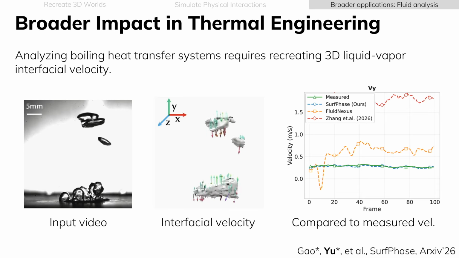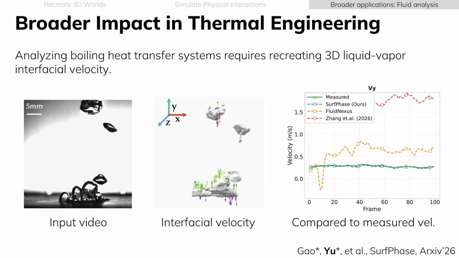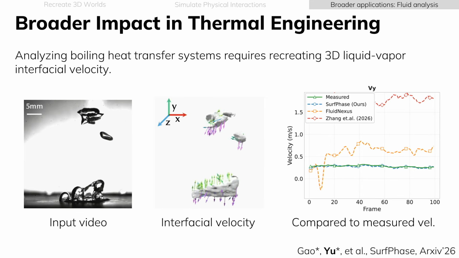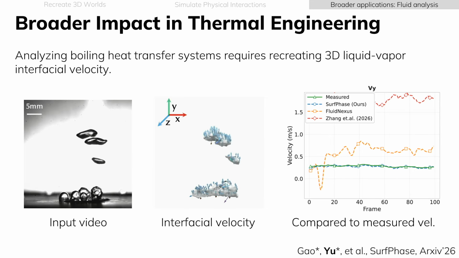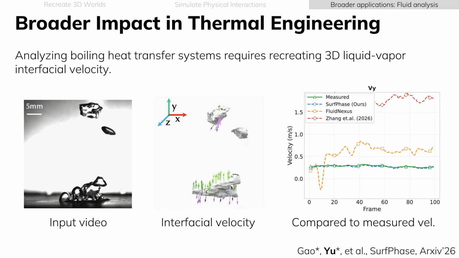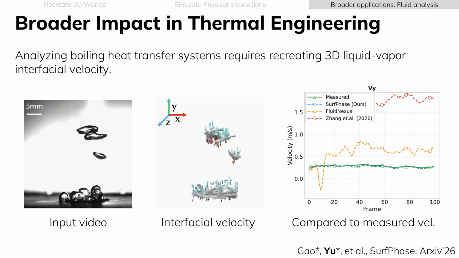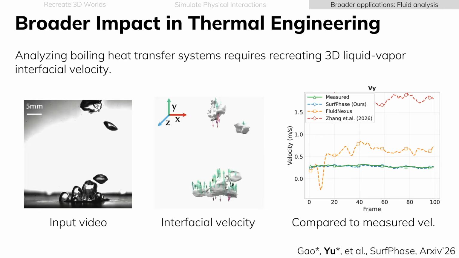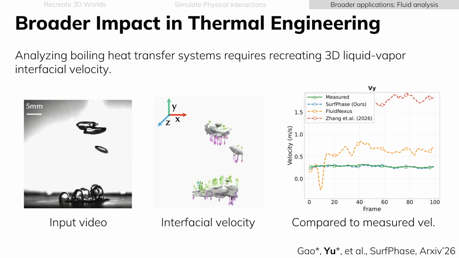For example, it is in air conditioning in this building, and in refrigeration, and in thermal power generation. Now, analyzing boiling heat transfer requires measuring the 3D liquid vapor interfacial velocity, because that's the quantity that governs the heat and mass transfer. But this interfacial velocity cannot be directly measured by physical devices.